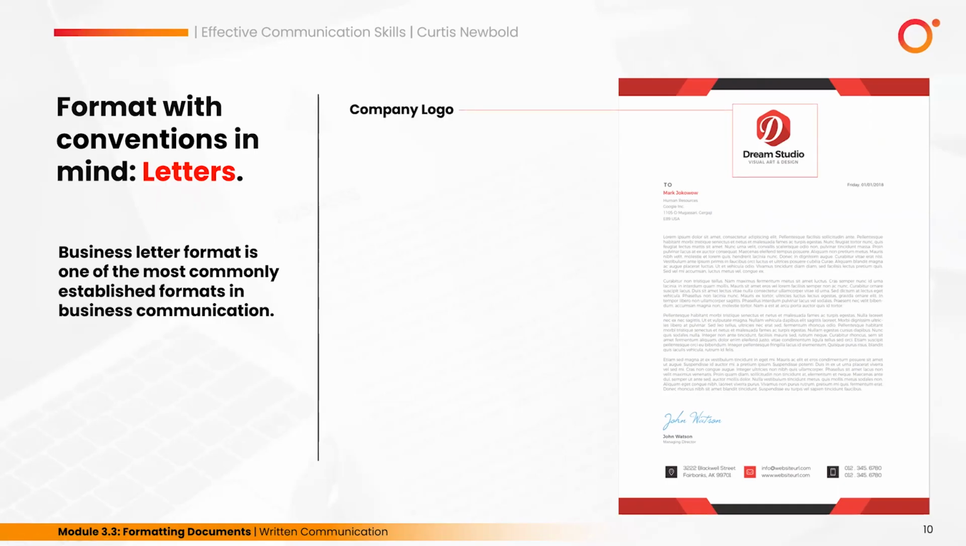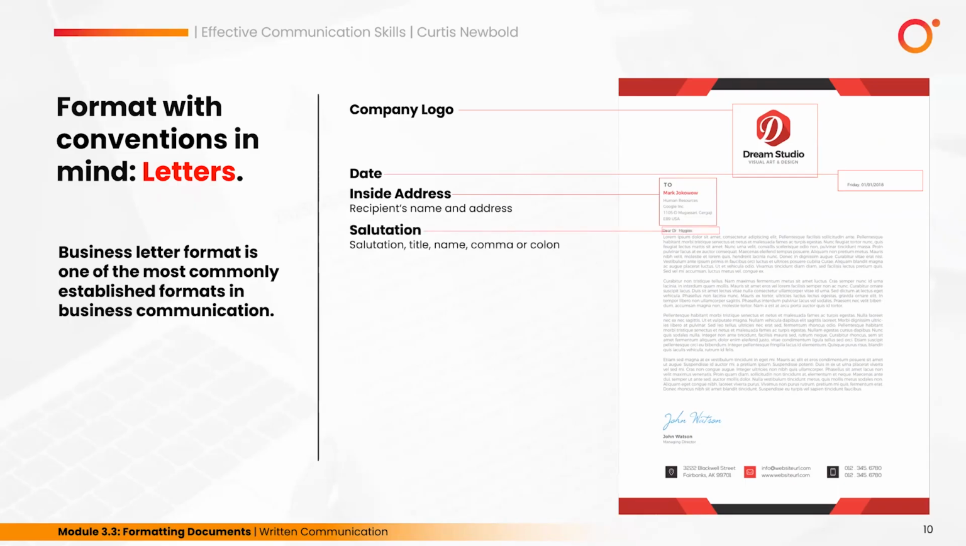So you'll see in business letter format, you typically have your company's logo. You'll have the date somewhere on the document. They do tend to look a little bit differently depending on the way your company has designed their letterhead. But you'll also have an inside address, which is the recipient's name and address. Usually you'll have their salutation. The salutation typically includes a salutation word like dear or hello, the title of the person if they have a particular title like president or doctor or reverend or something like that. You'll use their name.